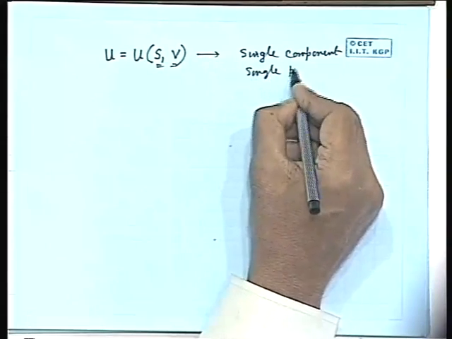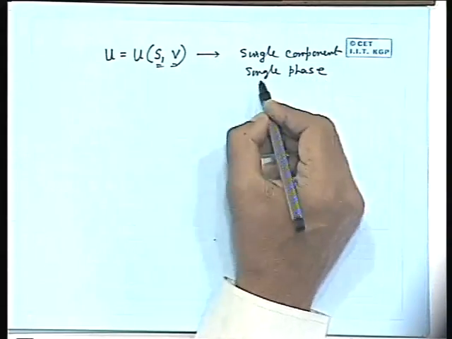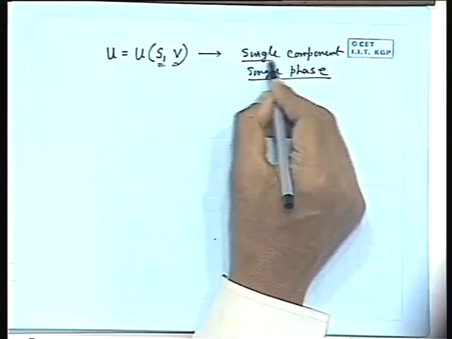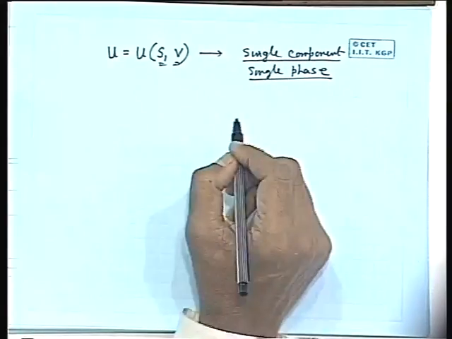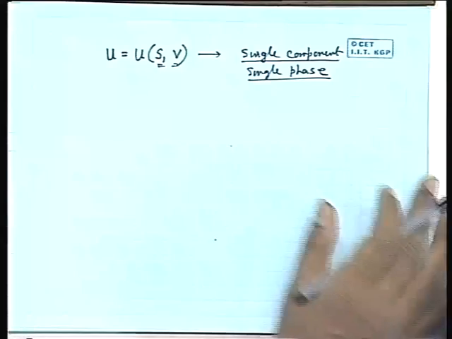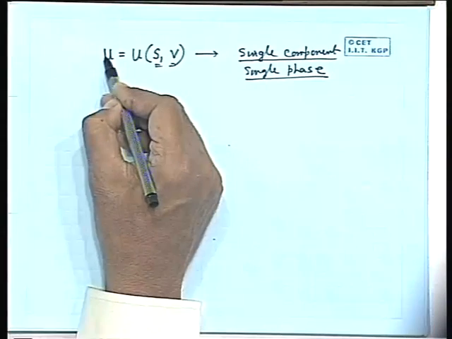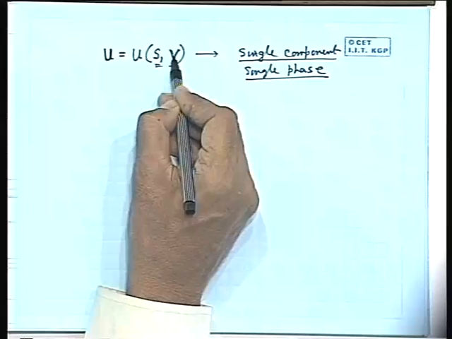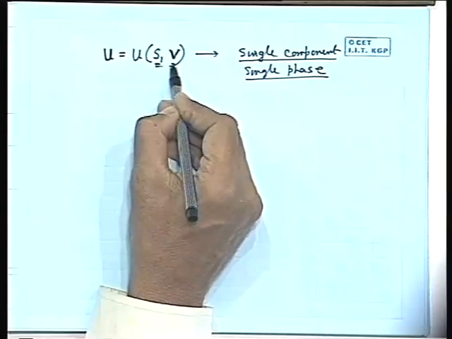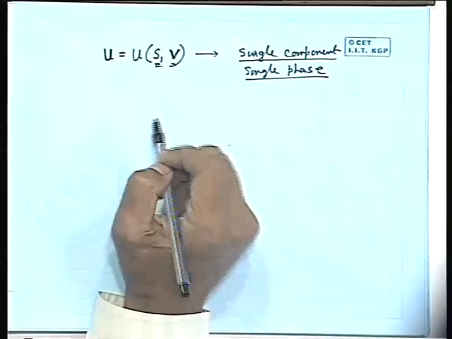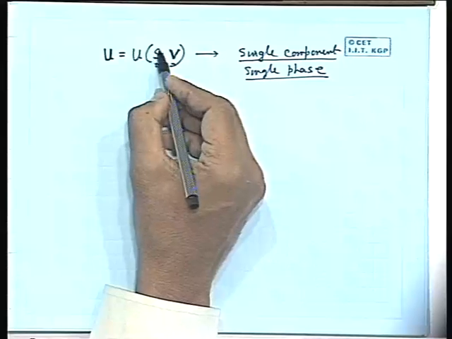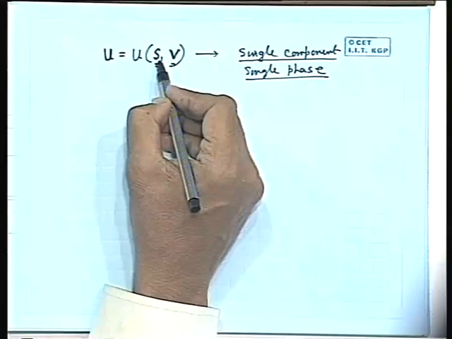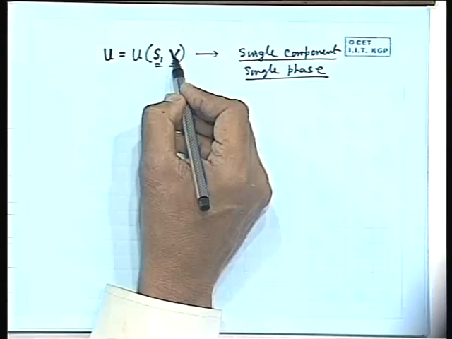Now, first I will not consider a multi-phase system. So, single phase, I will consider multi-component. Let us consider the single component system where the extensive property U, the total energy, is a function of S and V. Two independent properties are required and we choose S and V as the two independent properties to express the function internal energy.